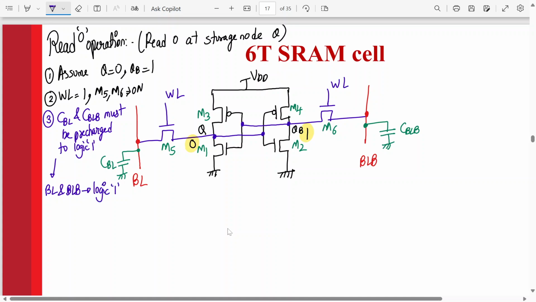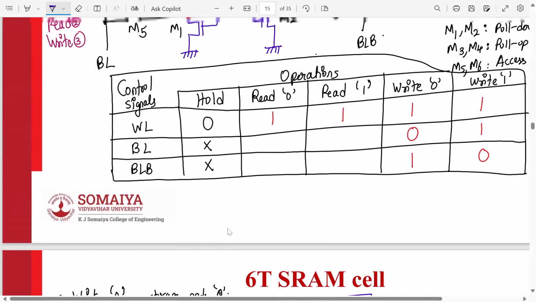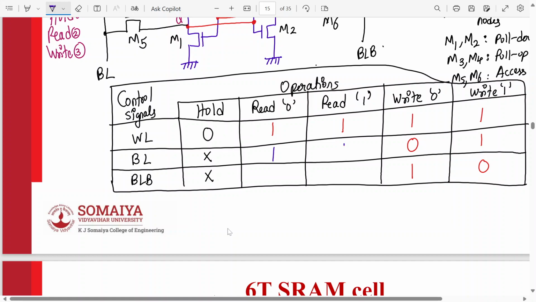No, these are independent signals. It's not that this is BL, so this is BL bar. It will only take complementary signals? No, not at all, because it is not related to an inverter. These are independent signals. So BL and BLB can take 0,0, 0,1, 1,0, 1,1. Understood? So in this case, if both should be pre-charged to logic 1, that means BL and BLB should both be 1, and the word line should be 1. Okay? So that means in the table, whether it's a read 0 or read 1, all this should be 1, 1. Please update the table.